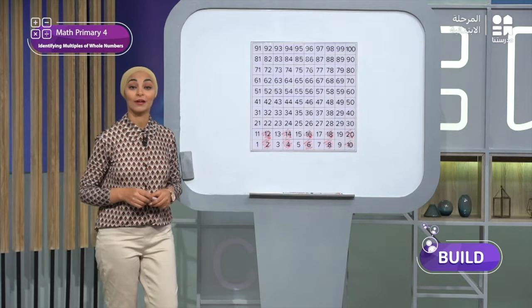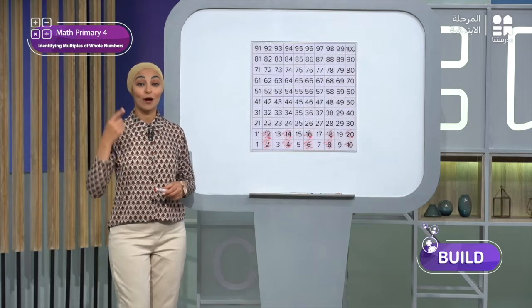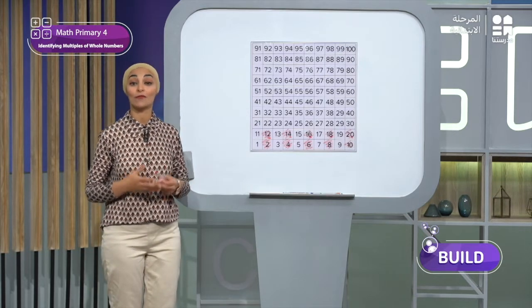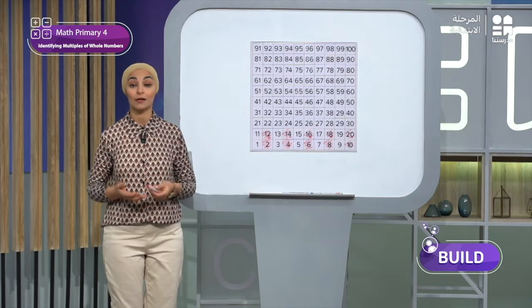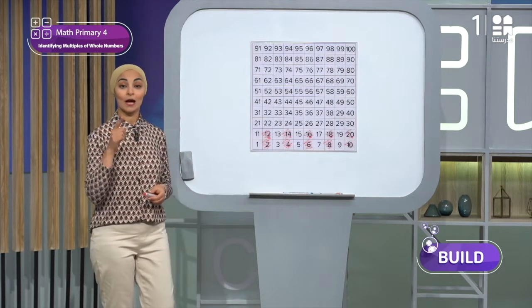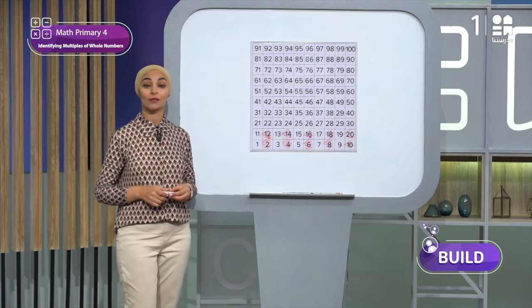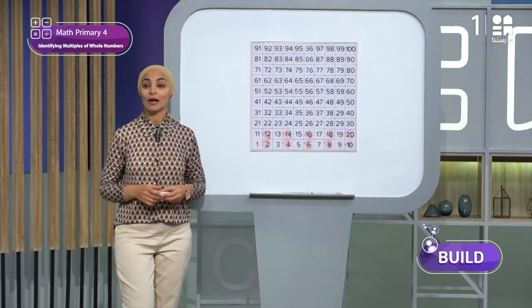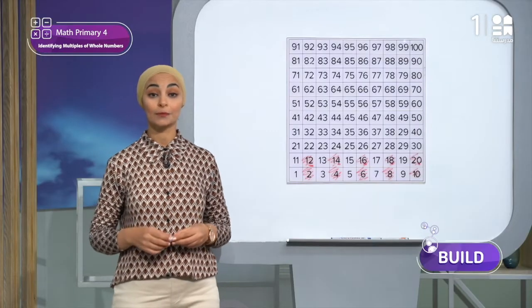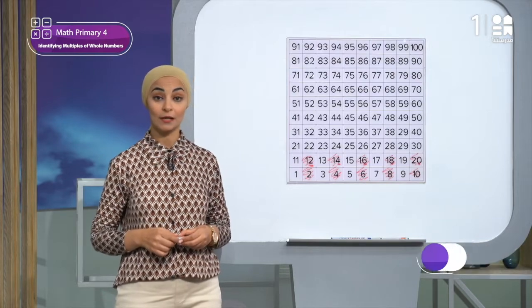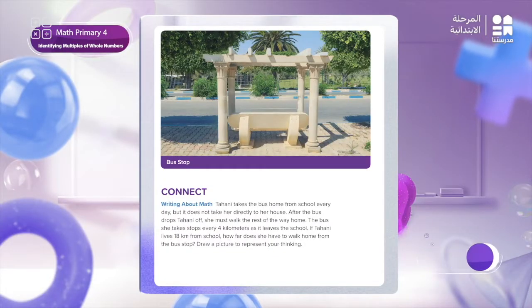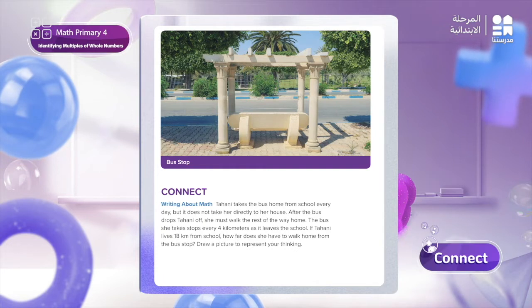Now you can check the rest of the charts and think about the patterns repeated in the multiples of other numbers like 3, 4 and many other numbers. Now you can share your thinking with your friends. And now we will move to the connect part, page 249. And let's do this activity all together on the board. طيب تعالوا نشوف بقى مع بعض connect part, page 249.